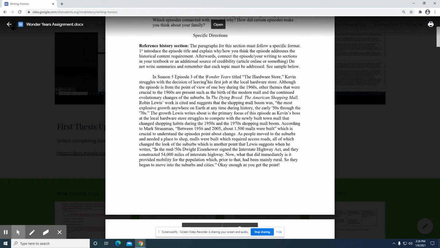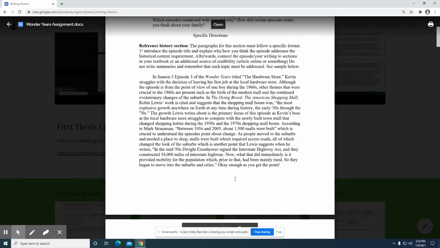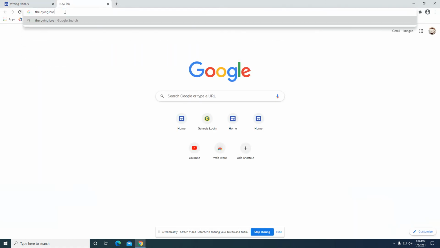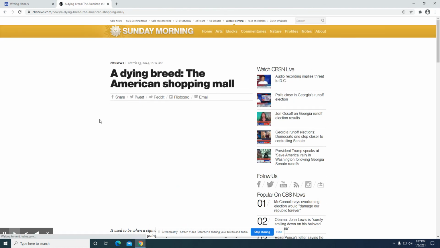prior essays. And we could even see here the sources that I used. They seem to be different. The Dying Breed by Robin Lewis. Let's see what comes up here. The American Shopping Mall. So this source here was an article. Looks like other news people picked this up. So this could be allowed.